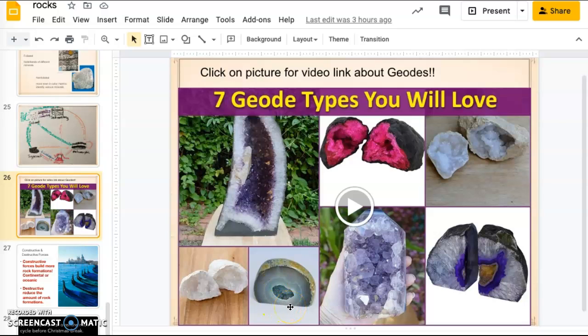So we have finished all of our notes for the unit. And if you have questions, let me know. Today you do have an assignment on metamorphic rocks to complete, and if you have any questions, let me know.